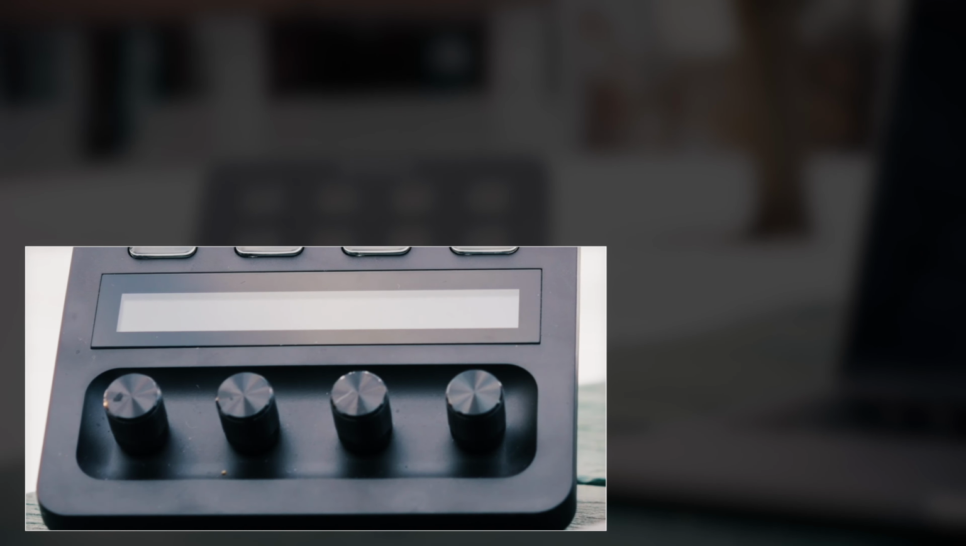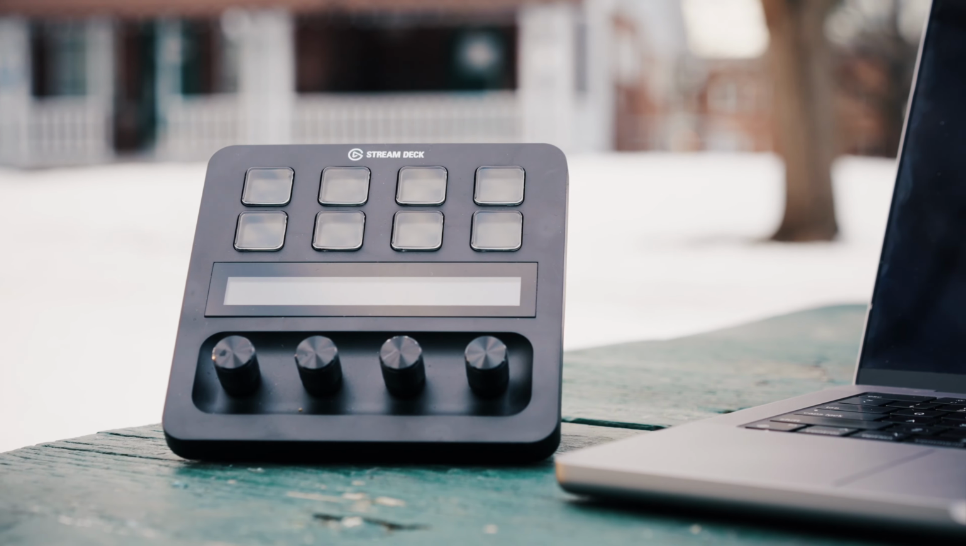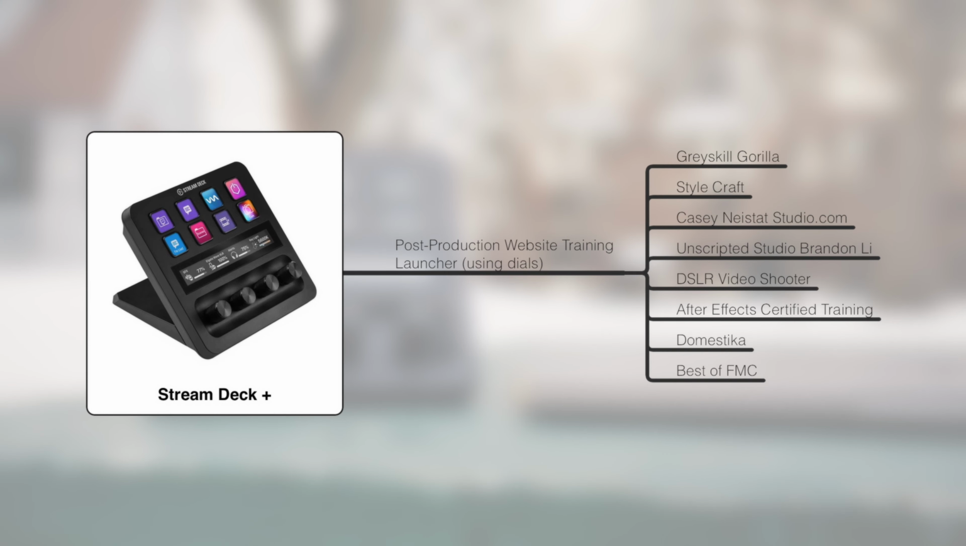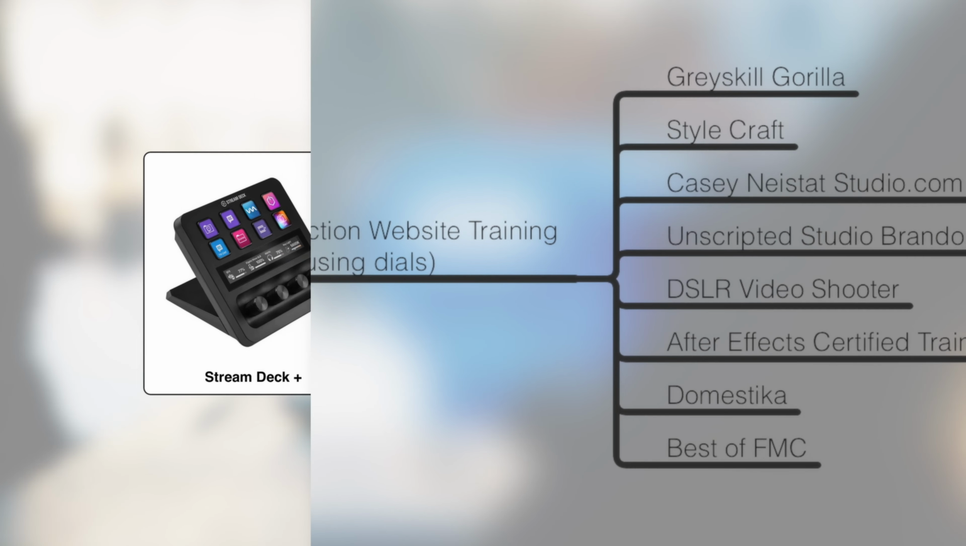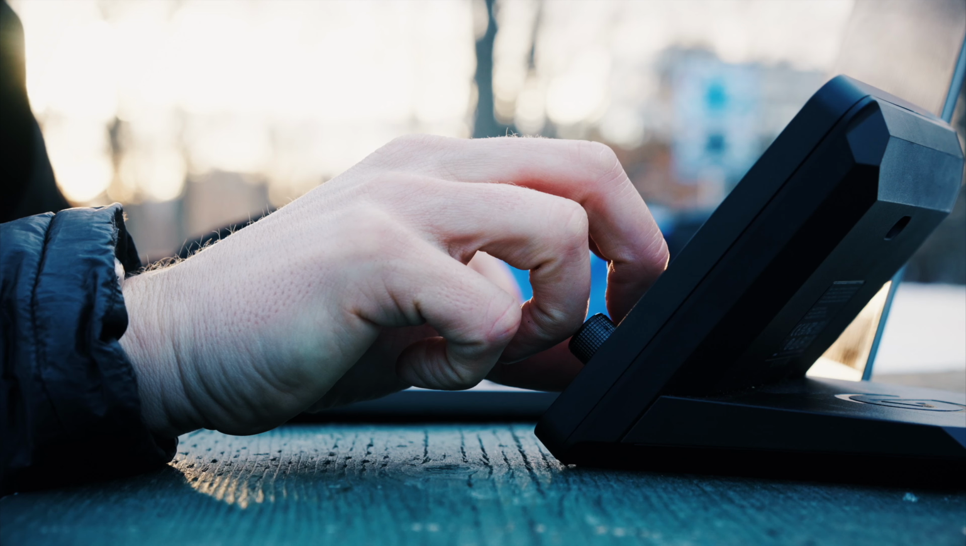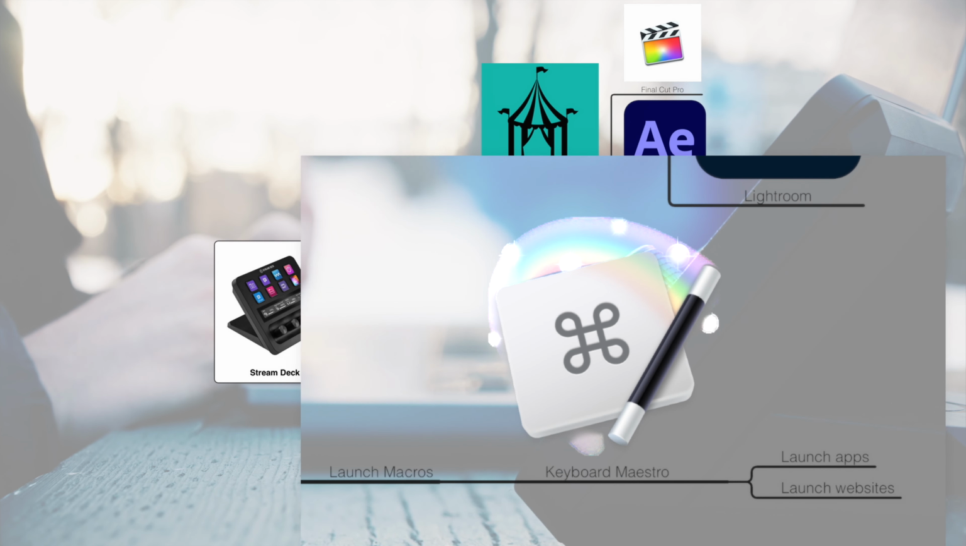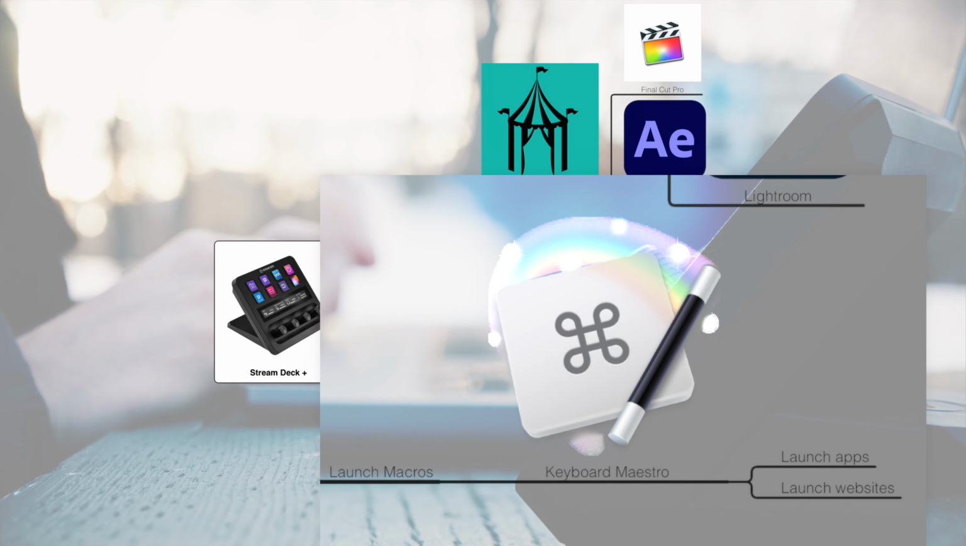So I've set the dials up to different kinds of applications or websites that I'm learning some different skills in terms of editing. So I'm going to show you how you can do things like that, but then also how you can set up different macros and different launchers on your computer. This way it allows you to quickly get to some certain programs or set up a certain workflow for your editing.